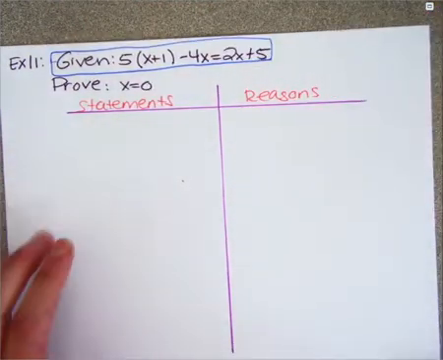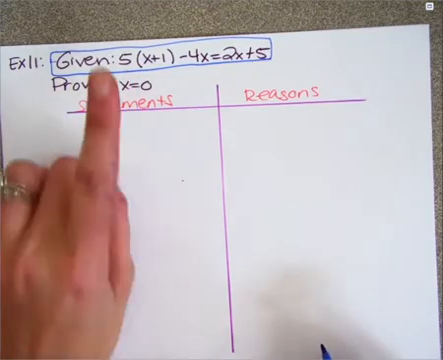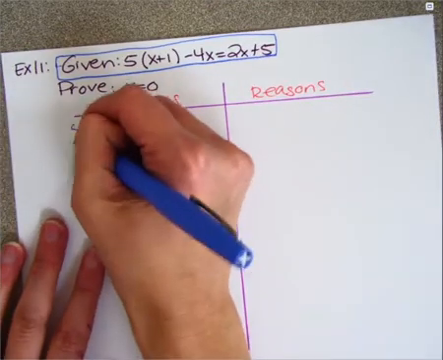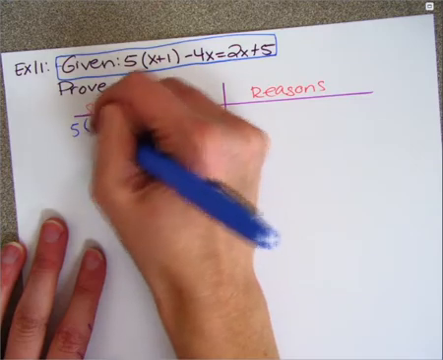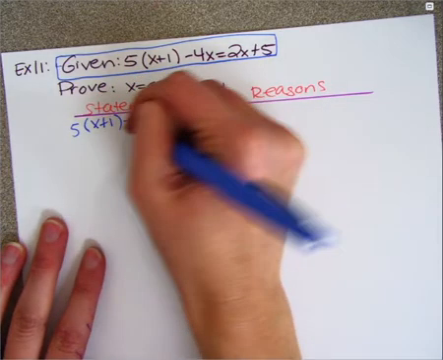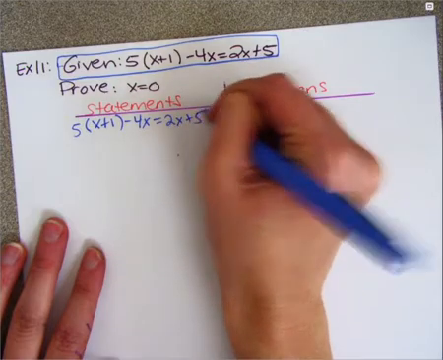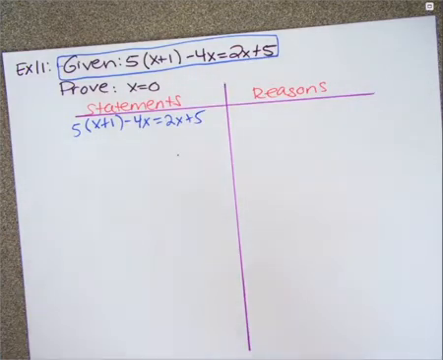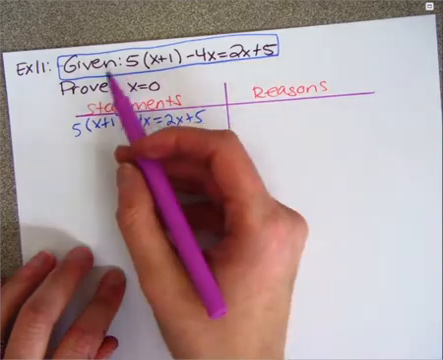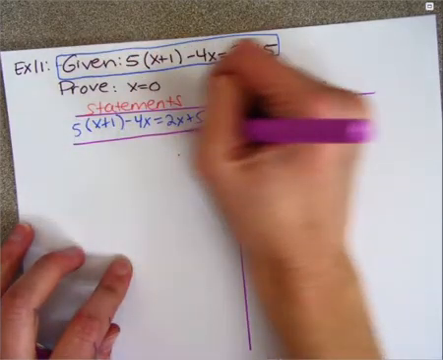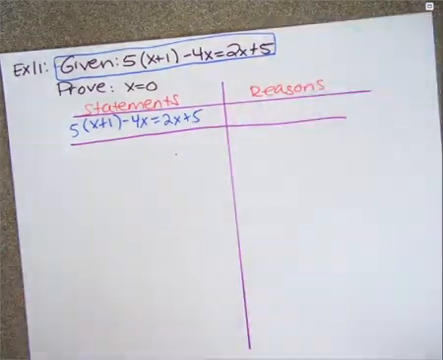All right, and what was given to me, what I'm safely allowed to assume, is that 5 times x plus 1 minus 4x equals 2x plus 5. And my reason, well, I wrote that because it's what was given to me. So my reason would be the given.